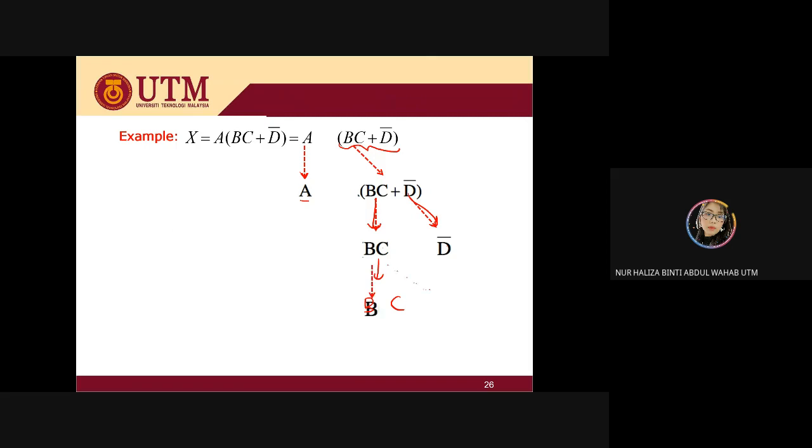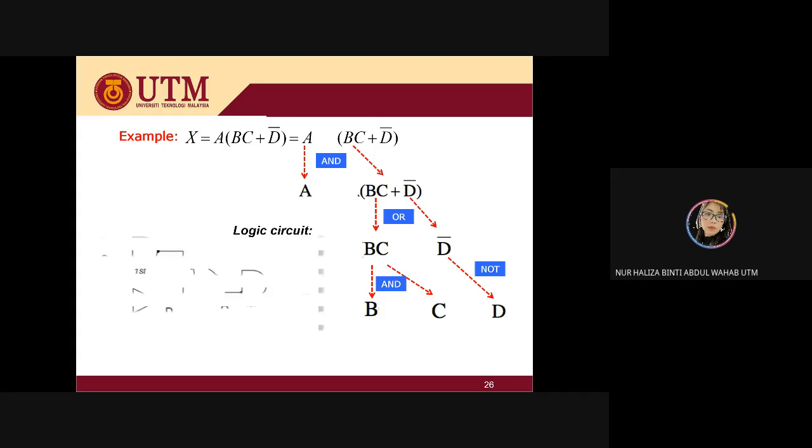So all of this informs you that this is all your input. This is all your input. This one is AND gate. And this one is NOT gate. For this part is an OR gate. And for this part is AND gate. It is more or less a hierarchy like this. It is similar to this. And this is the logic circuit.